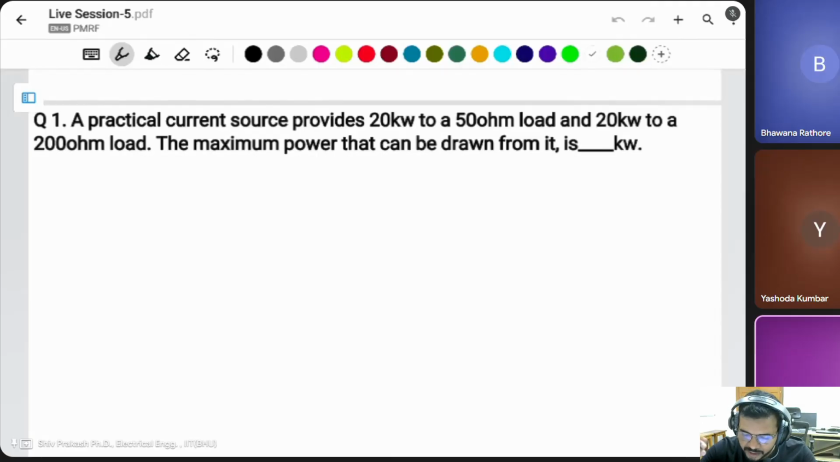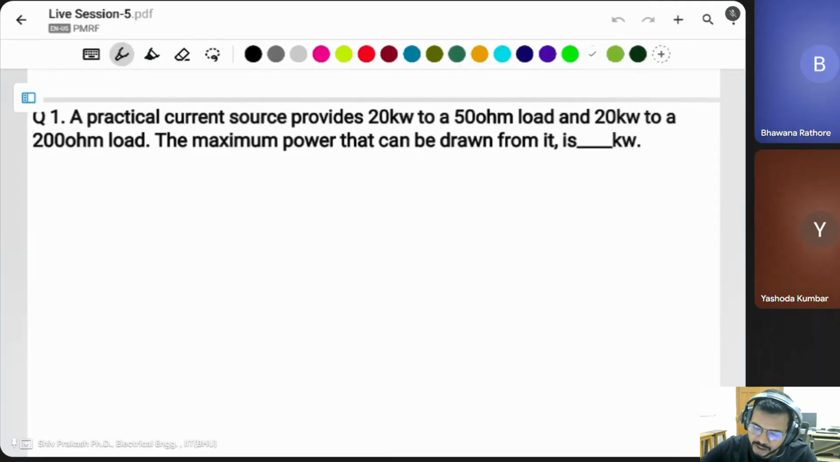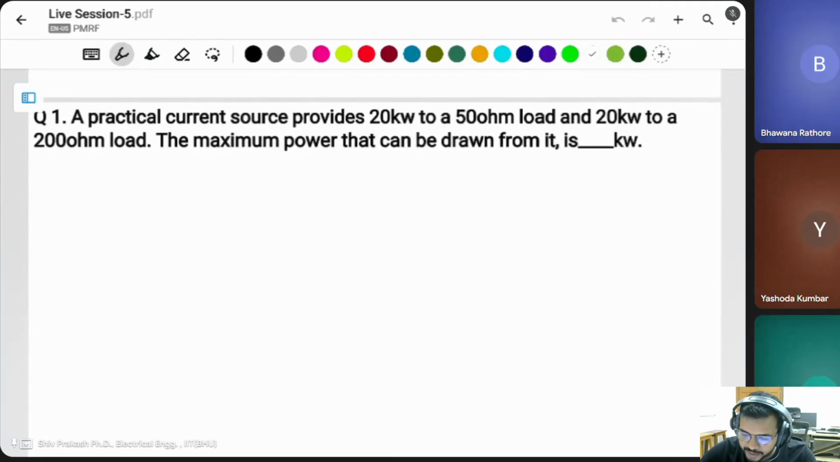It means they are saying that a current source provides power to a load which varies. Sometimes it's 50 ohms, sometimes it will be 200 ohm. That's why the question wants the maximum power transfer to the load in this condition.